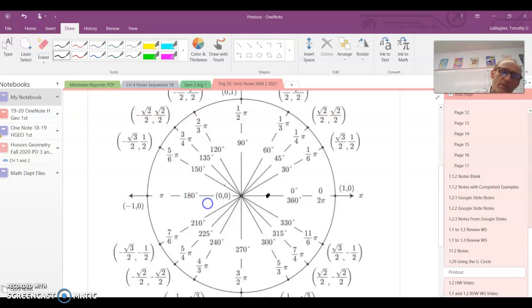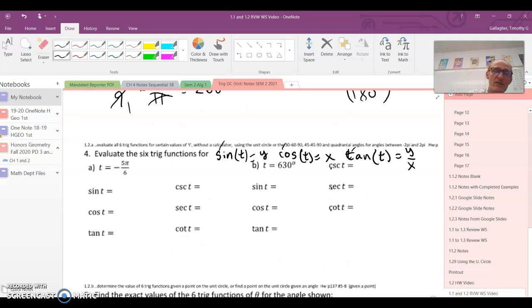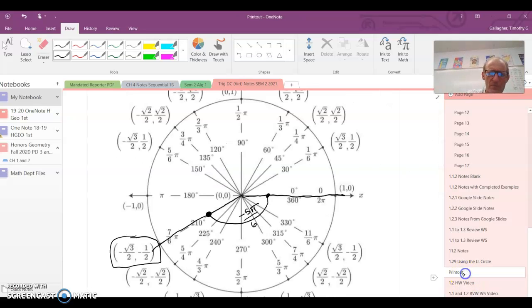Oops, I went too far. Right there. So the angle, negative 5 pi over 6, is sketched out like this. And then you're going to find the x and y values. So x is negative square root of 3 over 2, and y is equal to negative 1/2. I'm pretty sure that's what it was. Yeah.